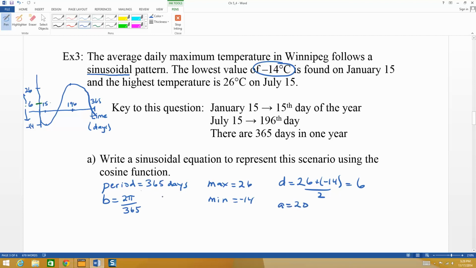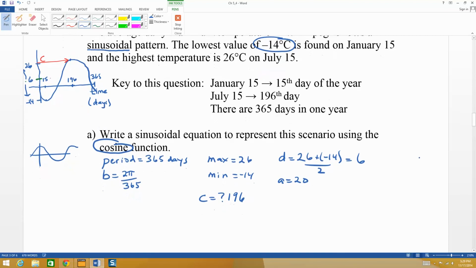What else do I have to figure out? I've got my A, my B, and my D. Now I need to figure out my C value. The question is, are we going to use sine or cosine? It says right here we should use cosine. Just a reminder how cosine works: cosine normally starts at a maximum, and so my C value is how much to the right it had to get moved. In our example, it got moved over exactly 196. So my C value is going to be equal to 196.